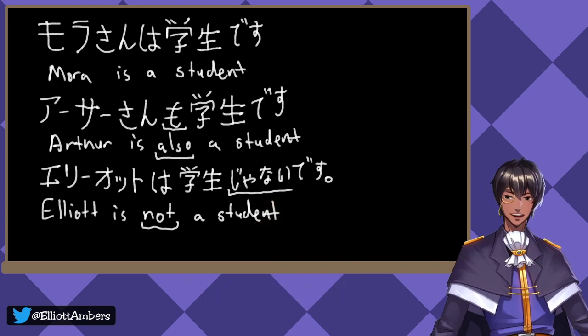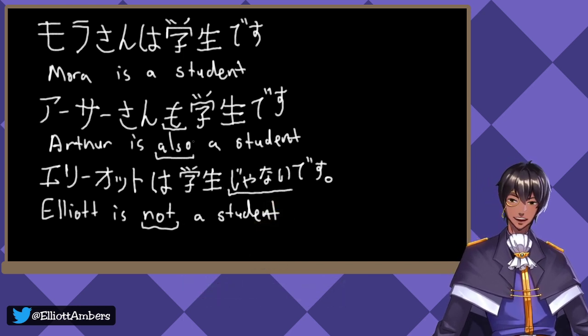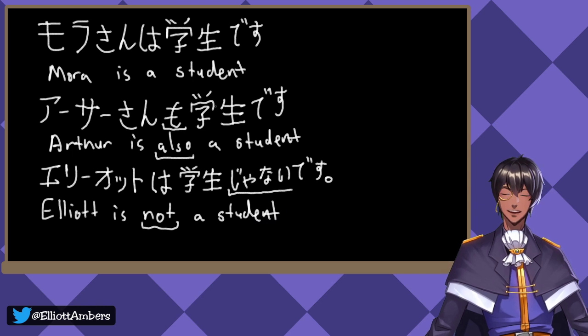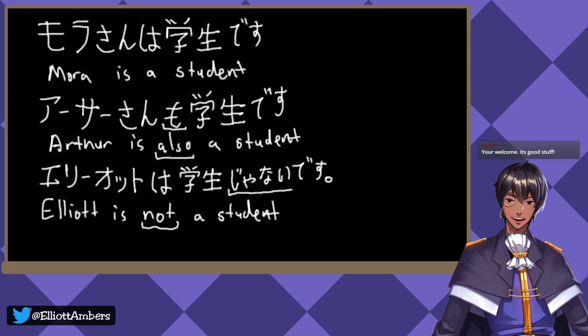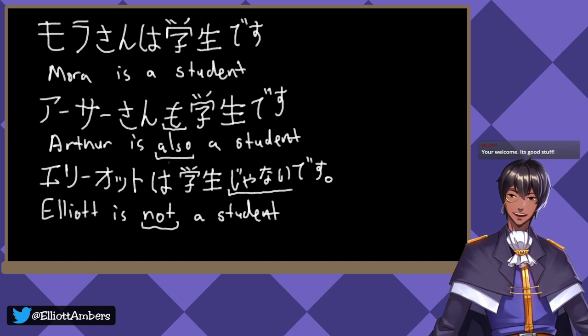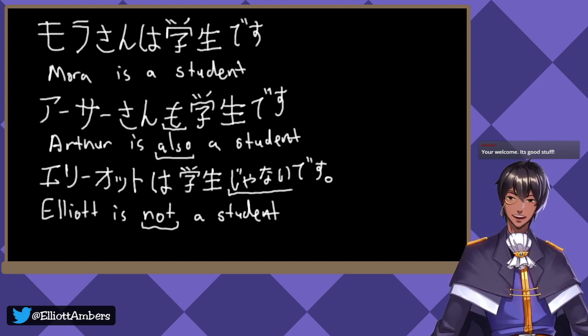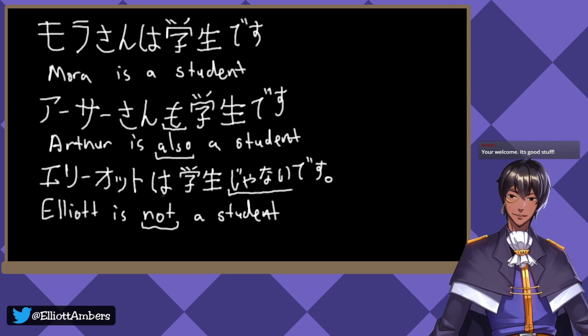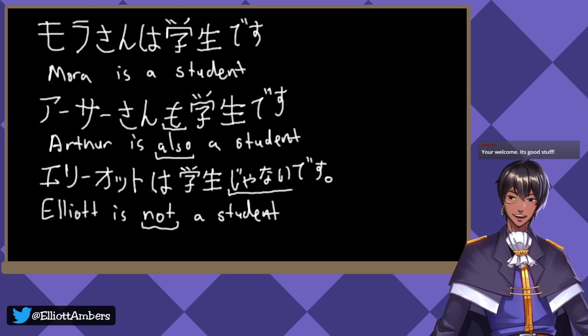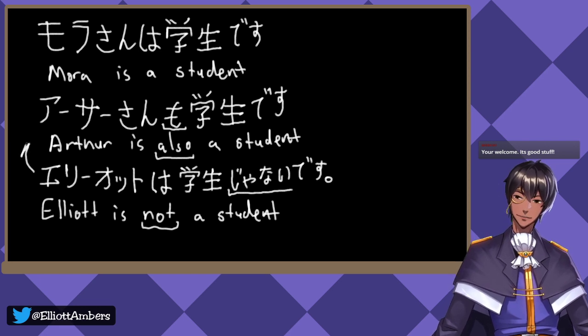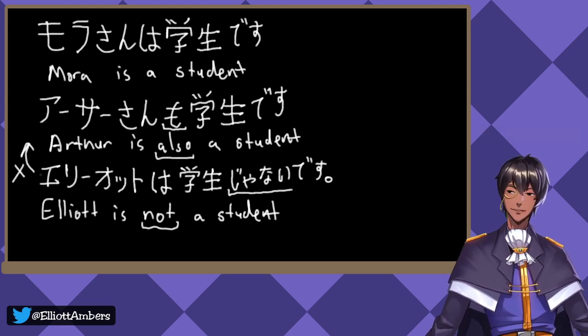And that janai represents not. So mo we use when in agreement of a previous topic, in this case both being students, while janai is used to negate a statement. Because I am not a student, we can't use mo. The topics aren't in agreement. Since it's not in agreement with the previous topic, we can't use mo.